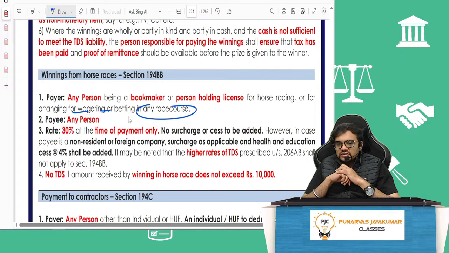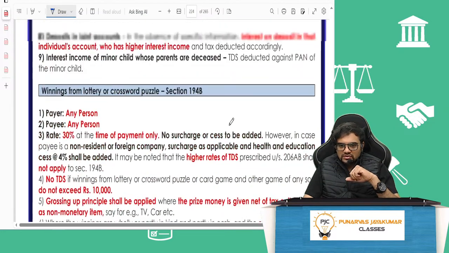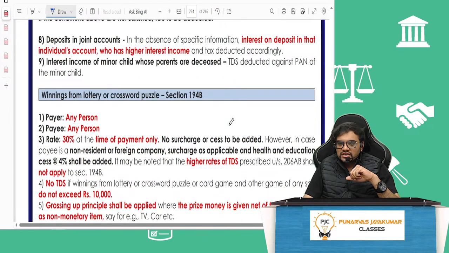There was confusion whether it included online games or not. So for online games, they made a separate section, from Finance Act 23 onwards. But for this, online games will still come under 194B and BB, because B includes lottery, crossword puzzle or other games of similar sort. Even online rummy will be like an online lottery in any other mode. So all that will come under 194B only for the November 23 exam.